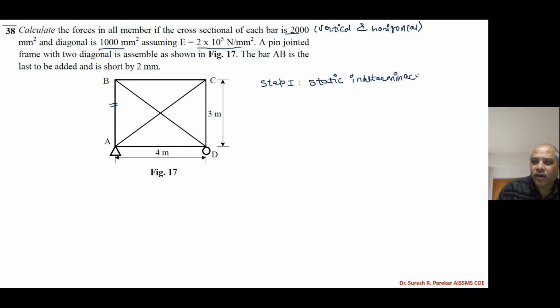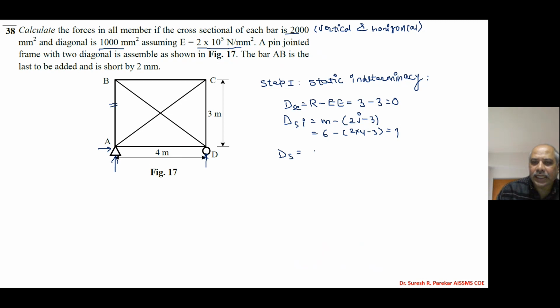Then we have Ds E equal to R minus equilibrium equations, equal to 3 minus 3, 0, because we have this as simple support. So two reactions we have over here and one reaction we have over here. Then Dsi equals m minus 2j minus 3. So m we have 6, minus 2 into 4, minus 3, that is 1. So the truss is internally redundant to degree 1.